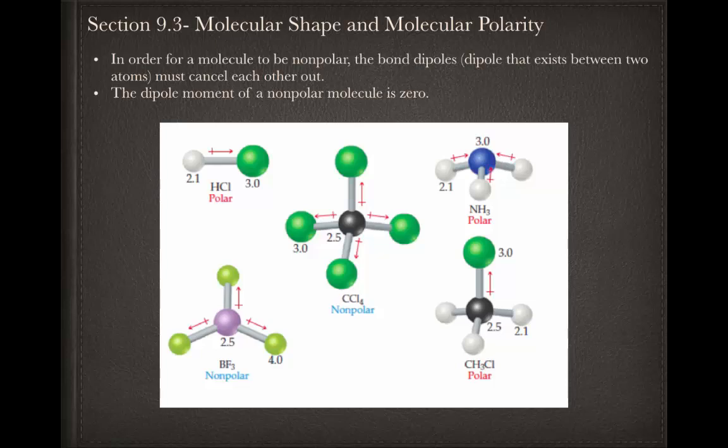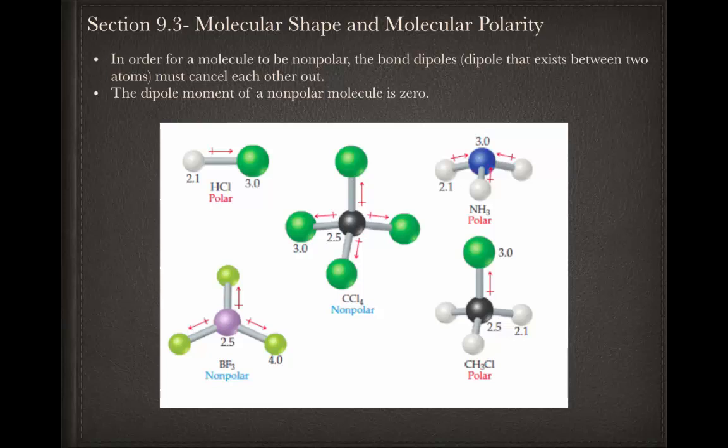And finally, we have CH3Cl. Now, if you look at this one, you would think at first that it would be nonpolar like CCl4, but while you have three hydrogens, you also have a chlorine. That chlorine is more electronegative, so it's going to be hogging electrons towards it. That's why the vector is pointing towards the chlorine atom, and therefore the bond dipoles do not cancel each other out.